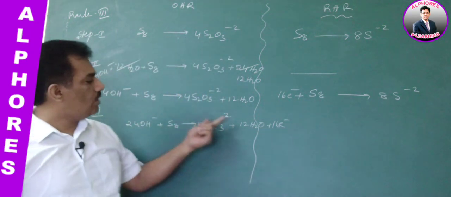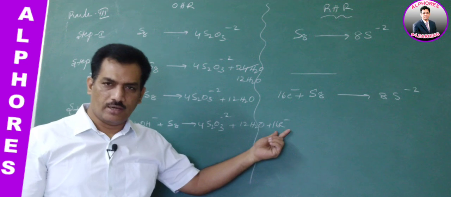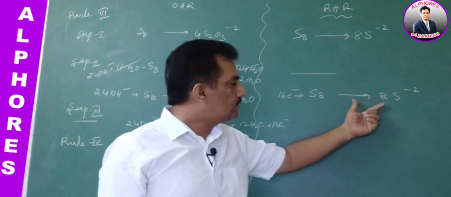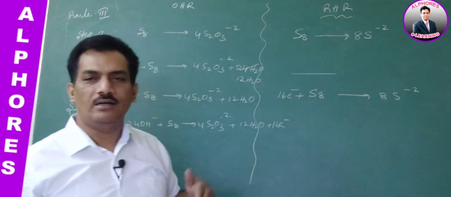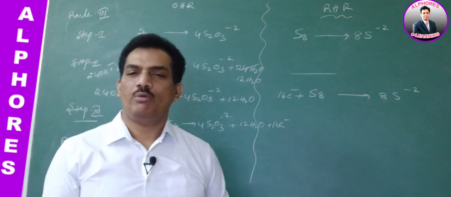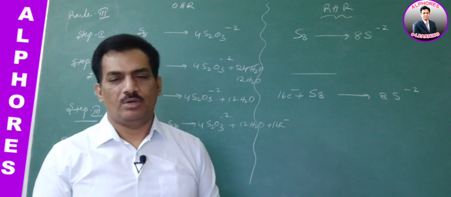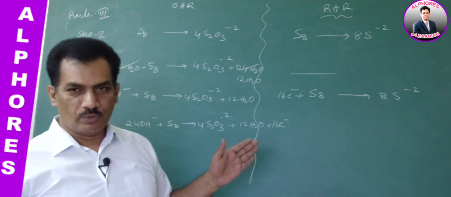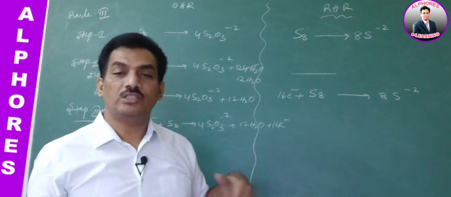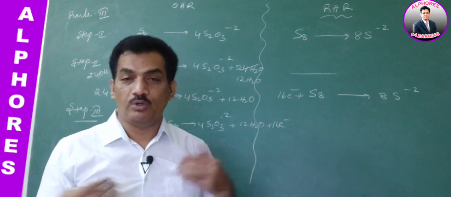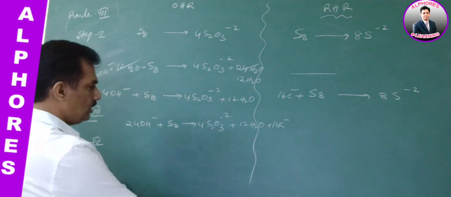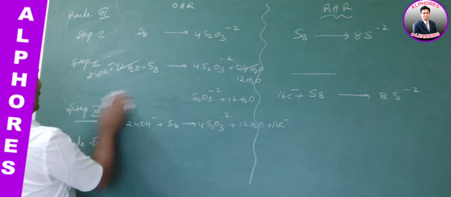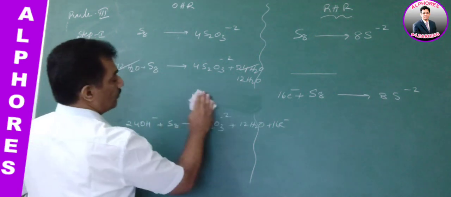Okay, now let us consider here. In this oxidation half reaction, 16 electrons are there. And in this reduction half reaction, 16 electrons are there. So luckily here, the electrons in the two half reactions are equal in number. So we need not apply rule number 4, because the electrons are already equal in both half reactions. Clear? And now moving to rule number 5.